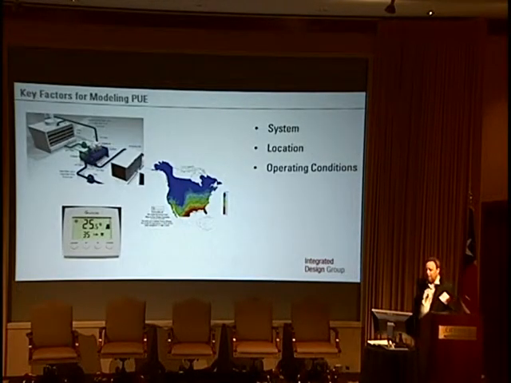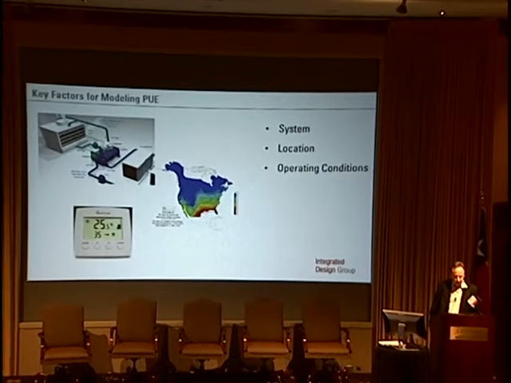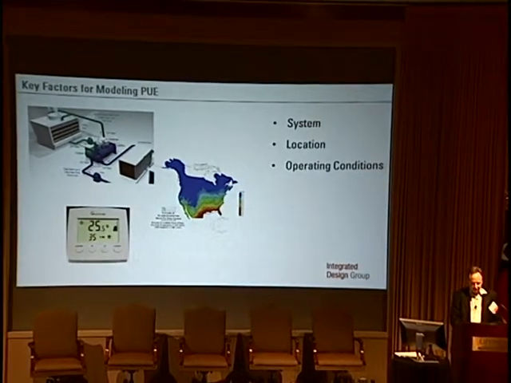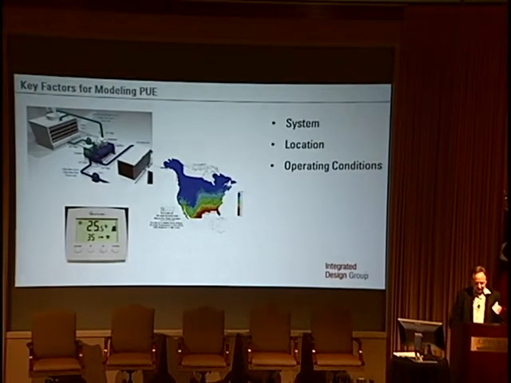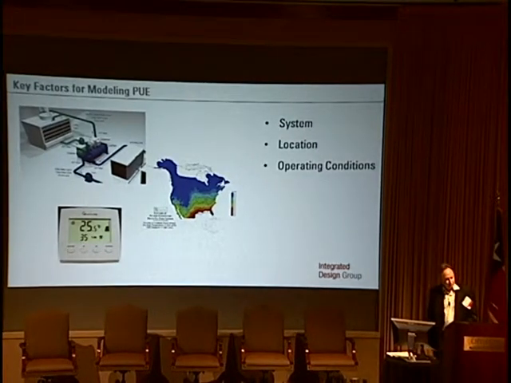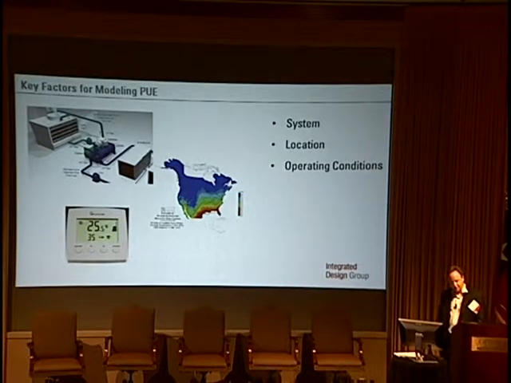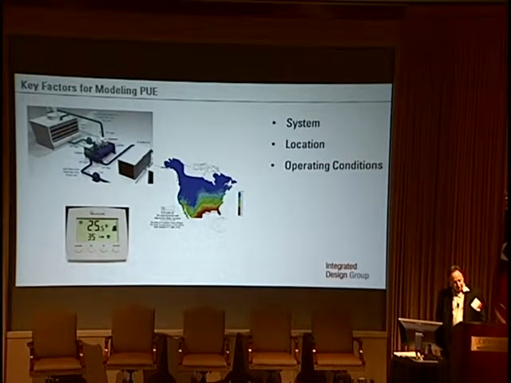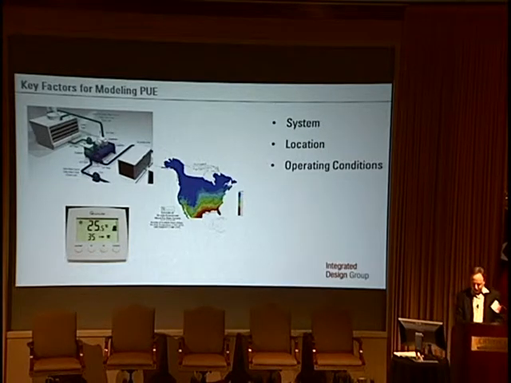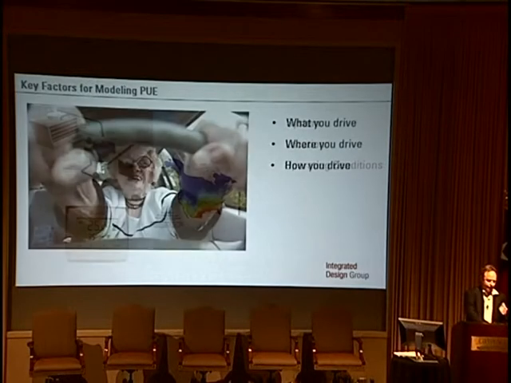The key factors for monitoring PUE are system, location, and operating conditions. We like to use a simple driving analogy for these factors. You can think of the system as what type of car you drive, what kind of mileage you're getting. You can think of your location as where you drive, is it city or highway, and you can think of the space conditions as how you drive.